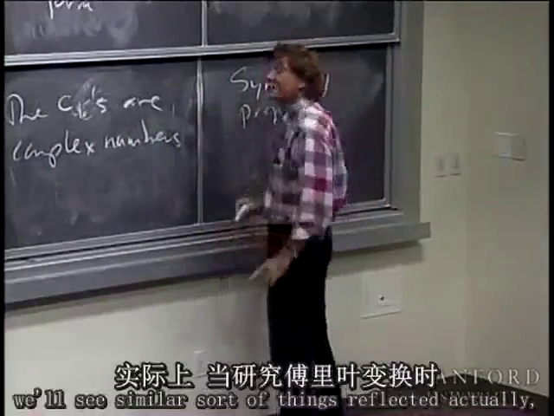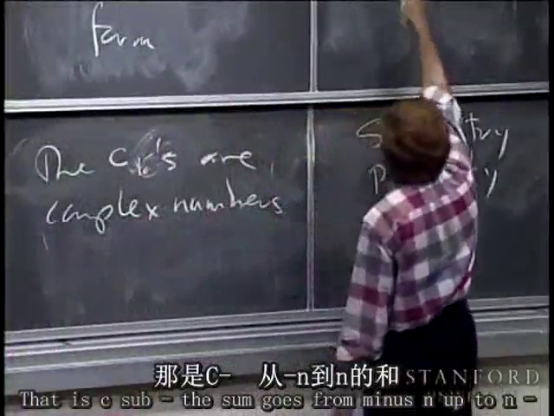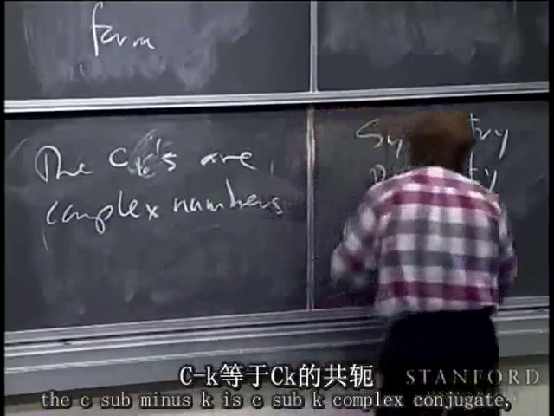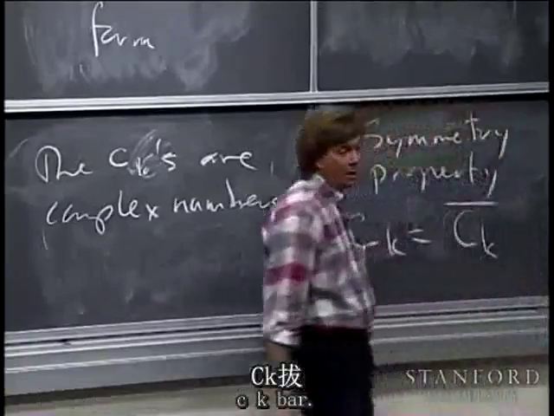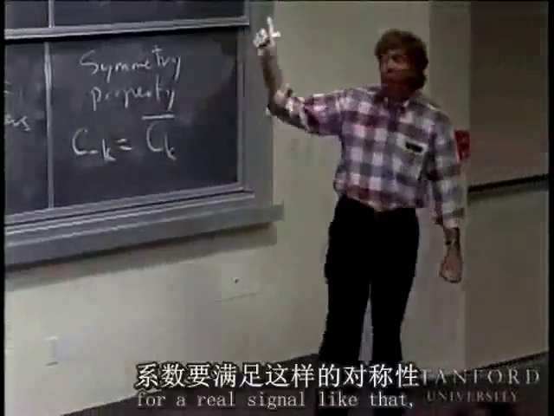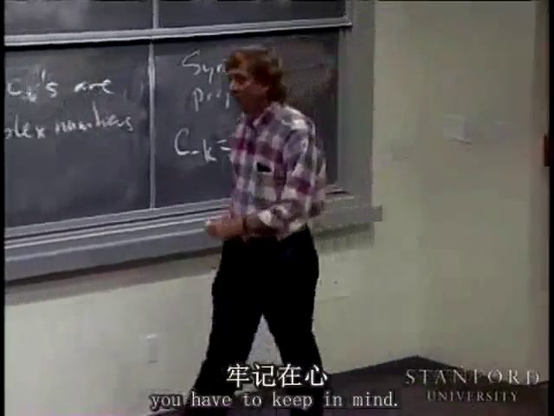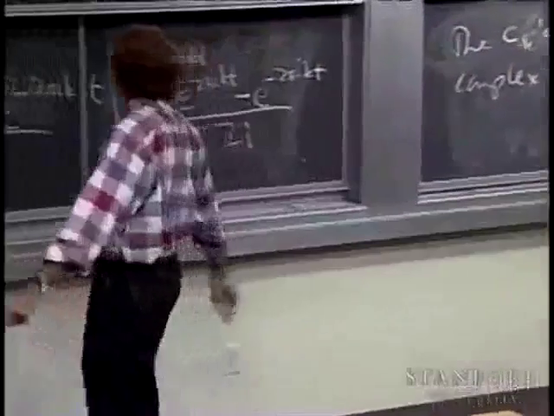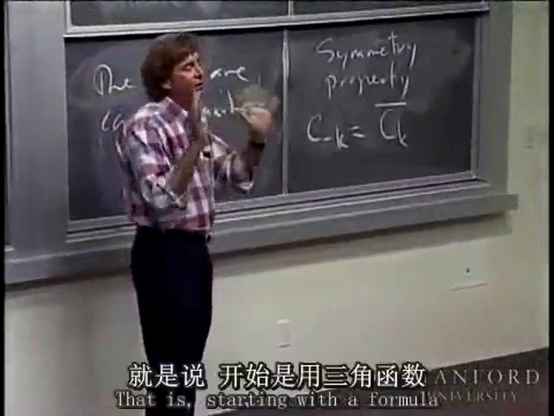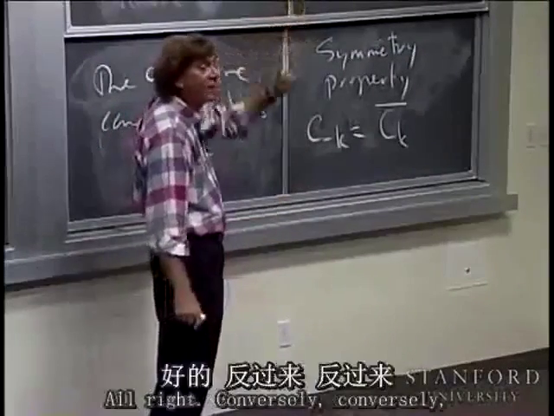This comes up a lot, and we'll see similar sorts of things reflected when we talk about Fourier transforms. That is, the sum goes from minus n up to n. They satisfy the property that c sub minus k is c sub k complex conjugate, c k bar. All right? That's a very important identity that's satisfied by the coefficients for a real signal like that, and it comes up often. It's one of the things you have to keep in mind. That's a consequence of making the conversion, that is, starting with the formula in terms of sines and cosines, and then getting the formula in terms of the complex numbers.